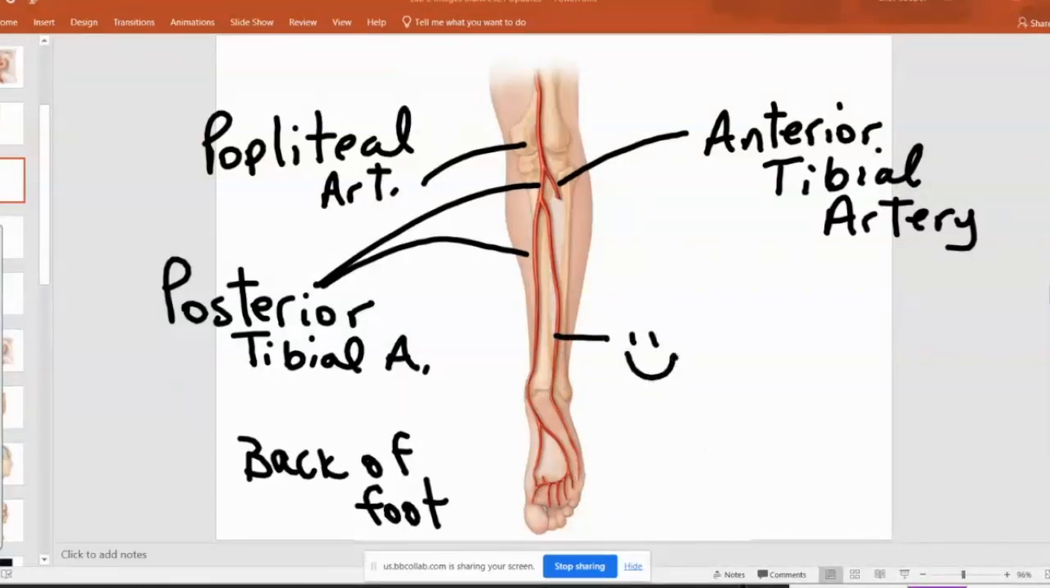Now, in this view, it's very easy to see that there's a third one right here. You don't need to know it. Happens to be named for the other bone. What's the bone beside the tibia called? Fibula. So that's the fibular artery, but it won't be on the test. Okay. But that's what it is.